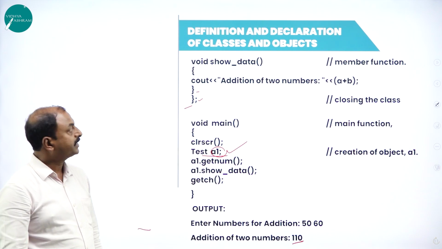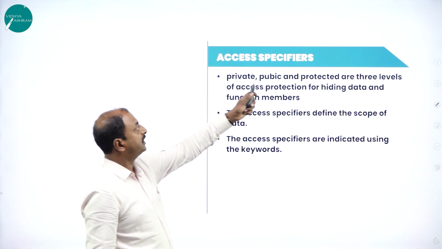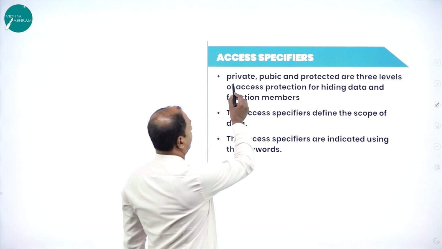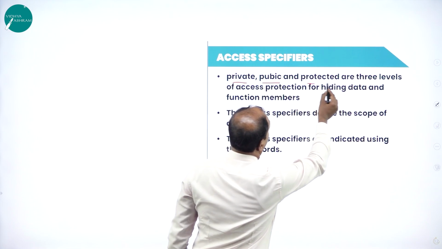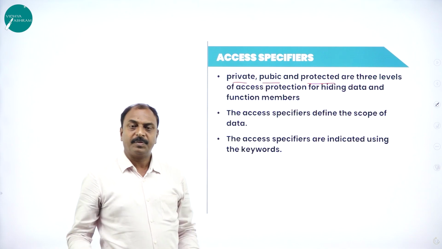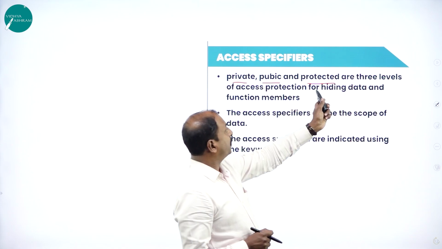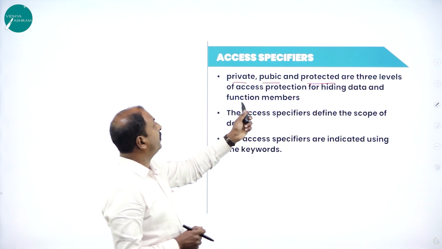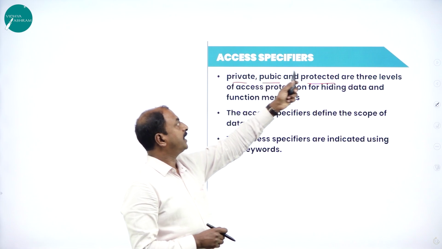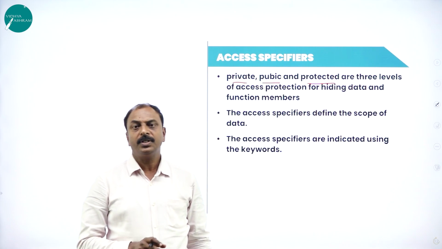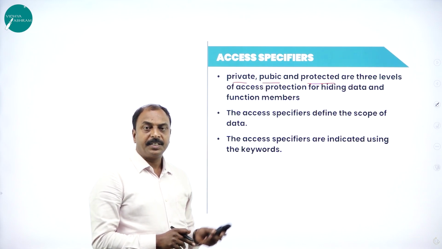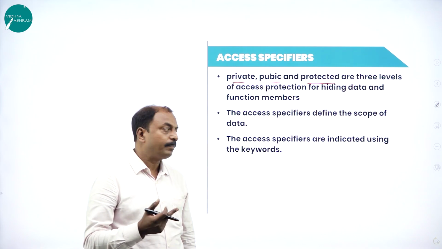Now let us move on to the next slide. This is access specifiers. As we have seen in the previous example, private, public and protected are called access specifiers. What is the purpose of this? What is the use of this? Protection, for hiding the data and function members. Here, we use access specifiers to control the access permission to the members of a class. It can be a data member as well as a member function.